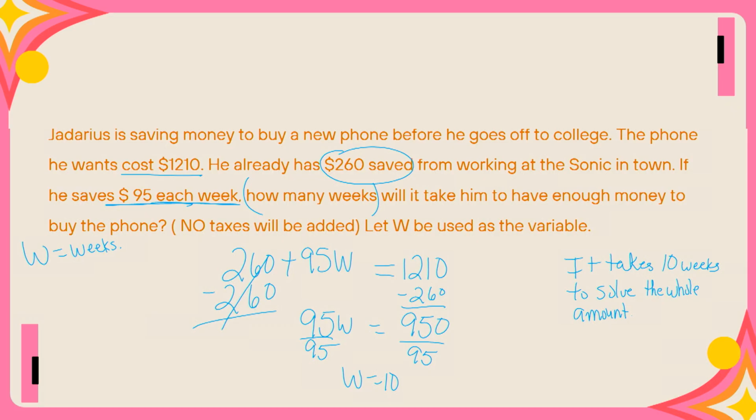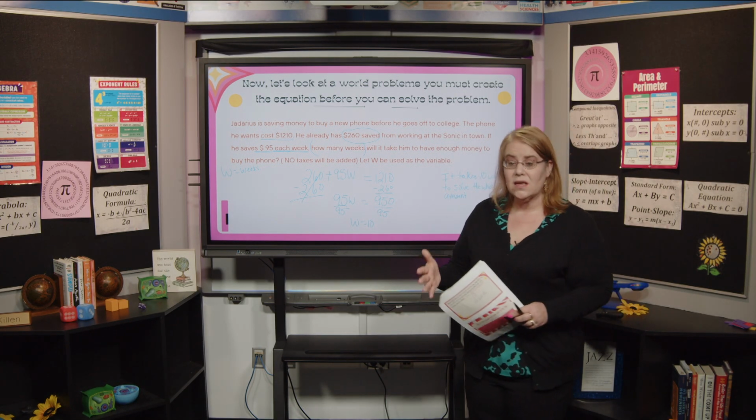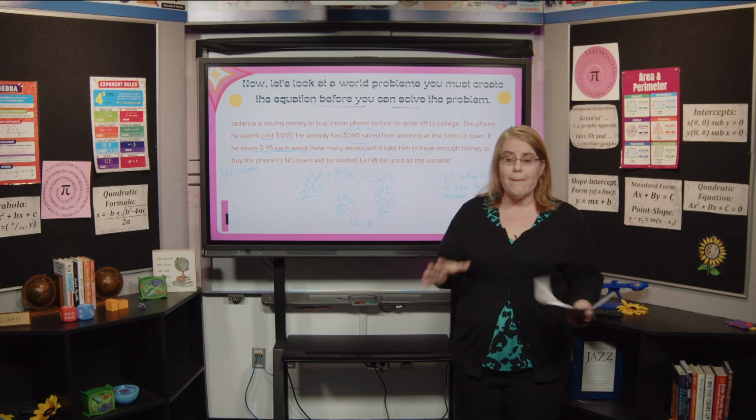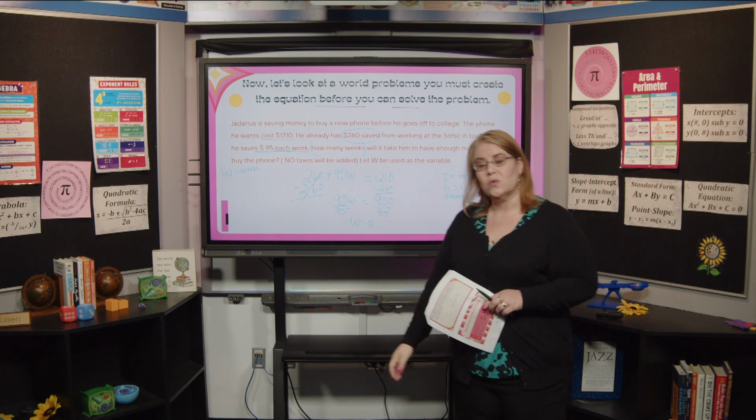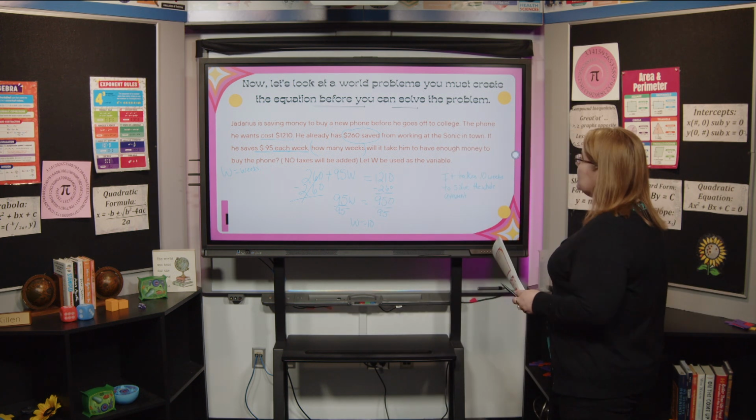I am writing a sentence to tell my whole thought. It's always good to make sure that you understand, yes, W equals 10, but what does that 10 mean? It means it's taking 10 weeks for him to gather all that money by just putting $95 a week in. So it's always good to know what your variables mean. All right, so let's look at the next one.